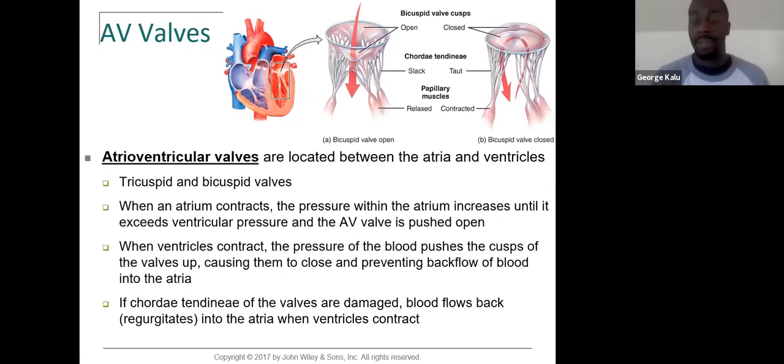As a result, you end up having less blood flow and less oxygen getting delivered throughout the body. So we want our chordae tendineae to be in good health and not damaged. Again, in order to allow blood flow between the atria and the ventricles, we're looking at fluid pressure within the chambers of the heart.